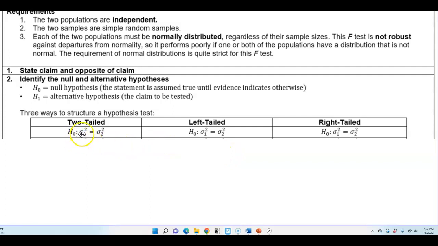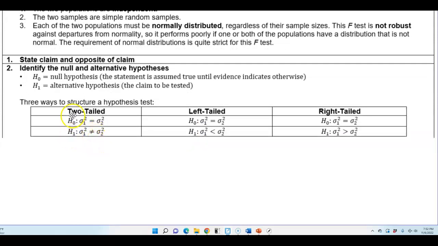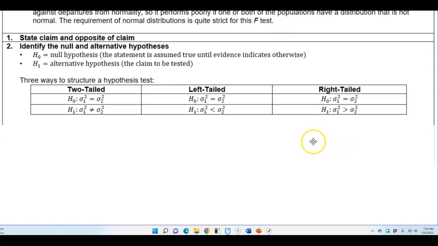We would say that population variance 1 is equal to population variance 2 for all of the two-tailed, left-tailed, and right-tailed null hypotheses. For the alternative hypothesis of the two-tailed, we would have population variance 1 is not equal to population variance 2. For the left-tailed, the alternative hypothesis is population variance 1 is less than population variance 2. And for the right-tailed alternative hypothesis, population variance 1 is greater than population variance 2.